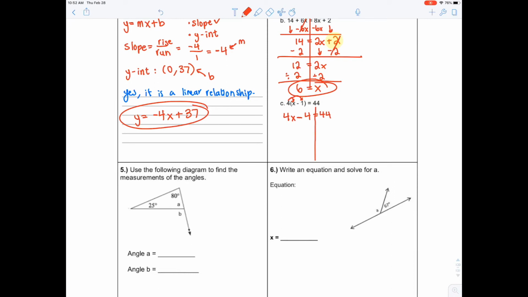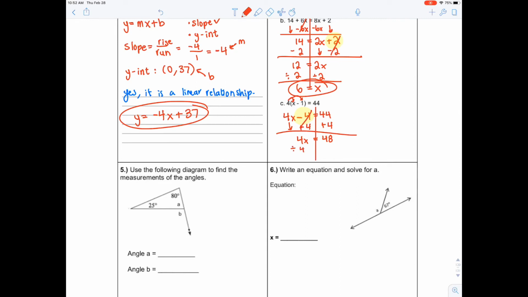Now I have something that looks familiar to me. So get rid of this constant first. I see minus 4. I'm going to add 4 to both sides in order to get rid of it. So these 4's cancel out. I'm going to bring down my 4x. 4x is equal to, well, 44 plus 4 is 48. So I see this as 4 times x is equal to 48.